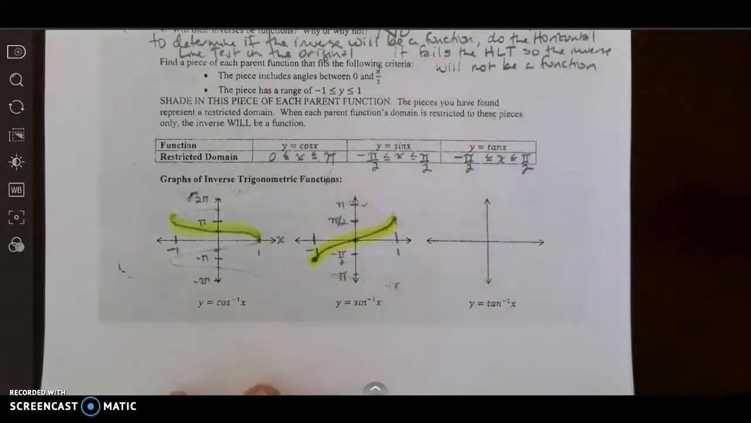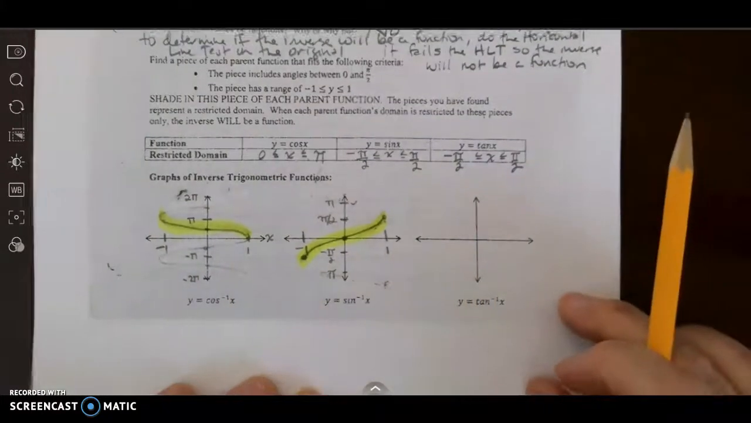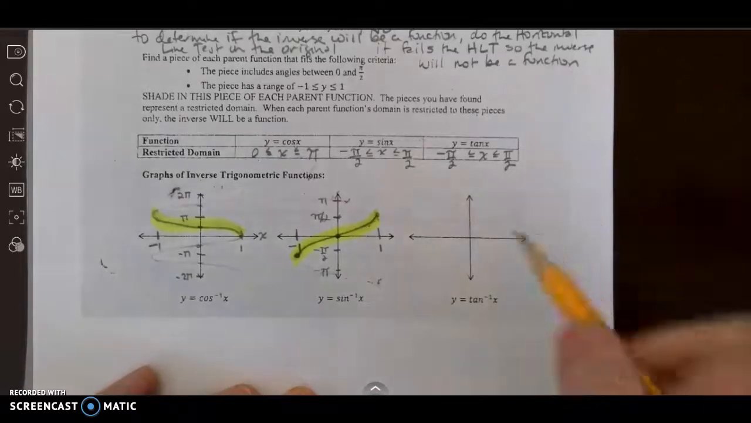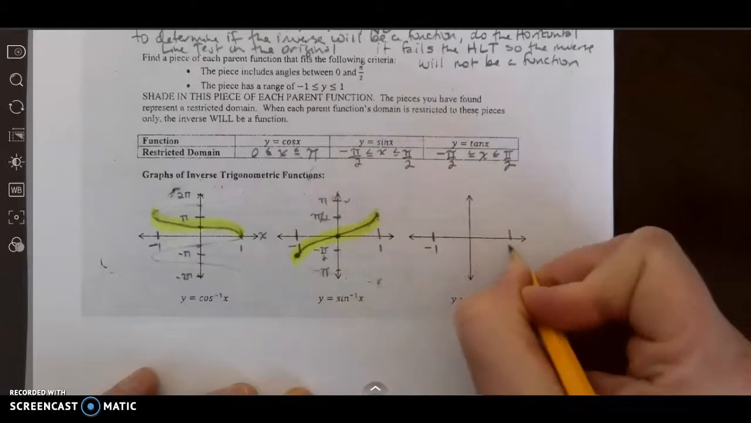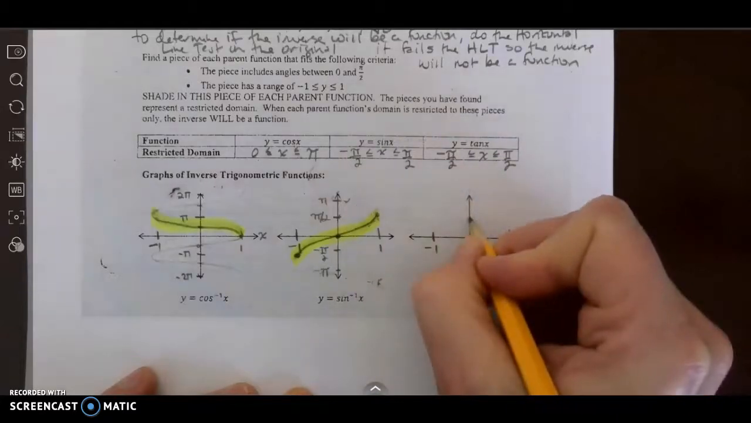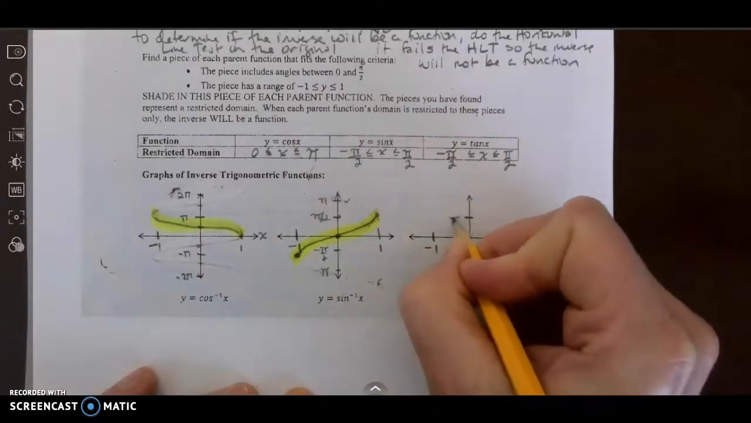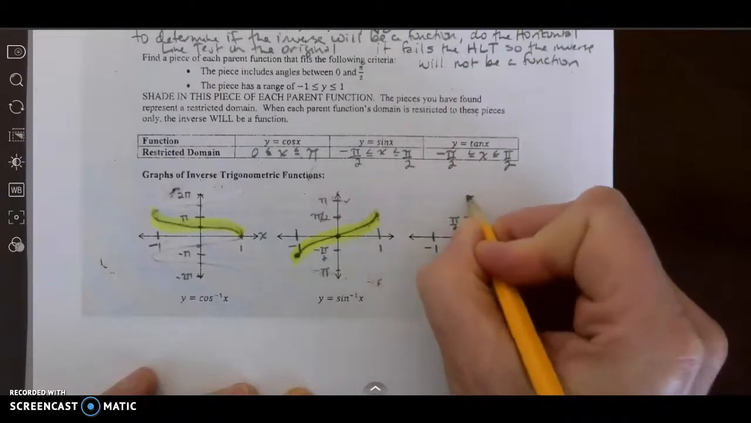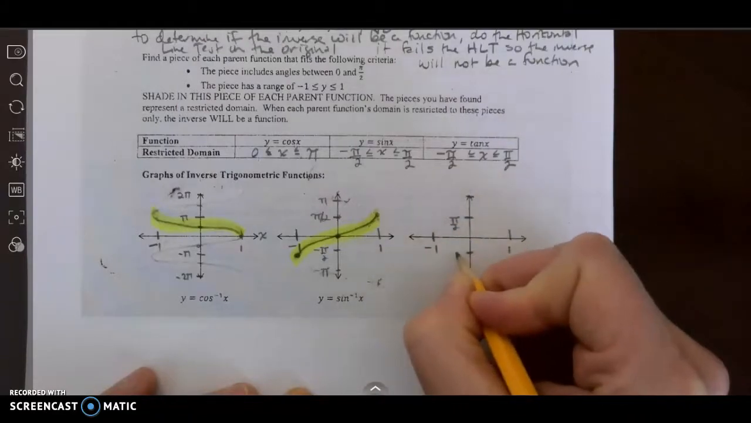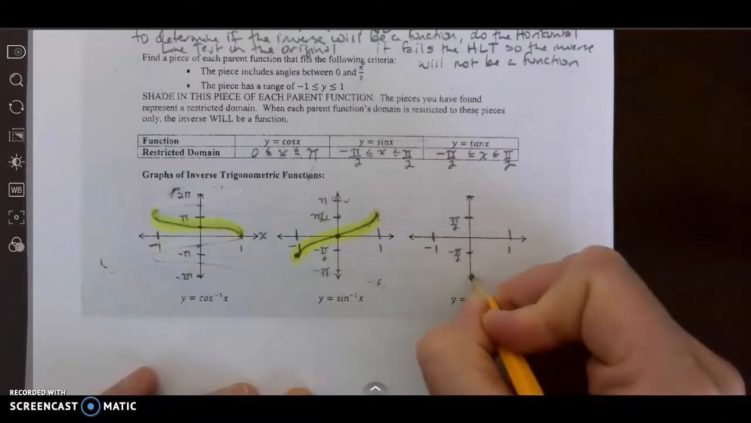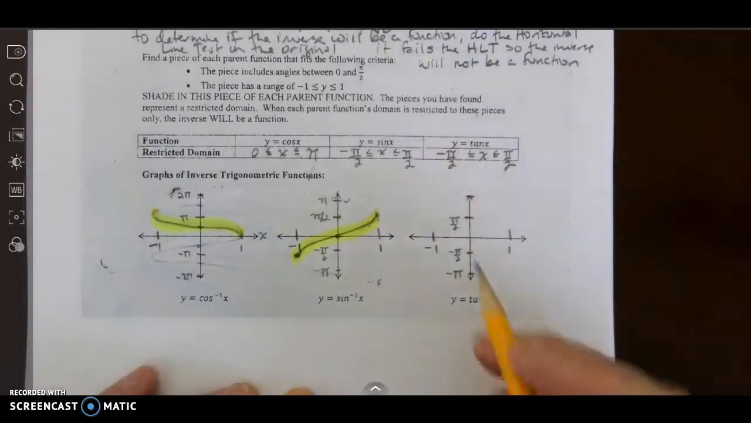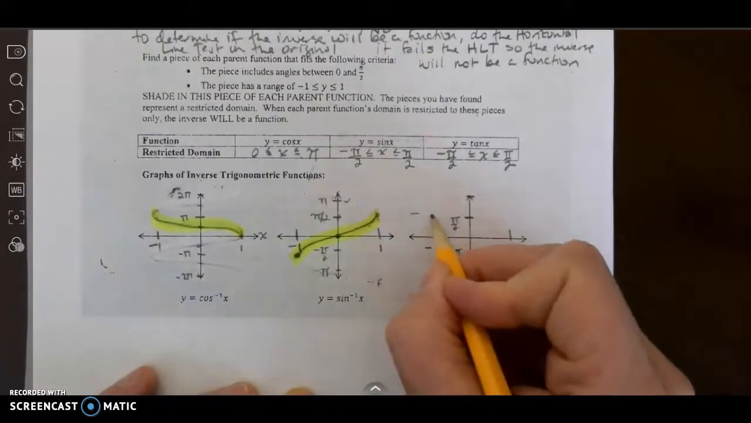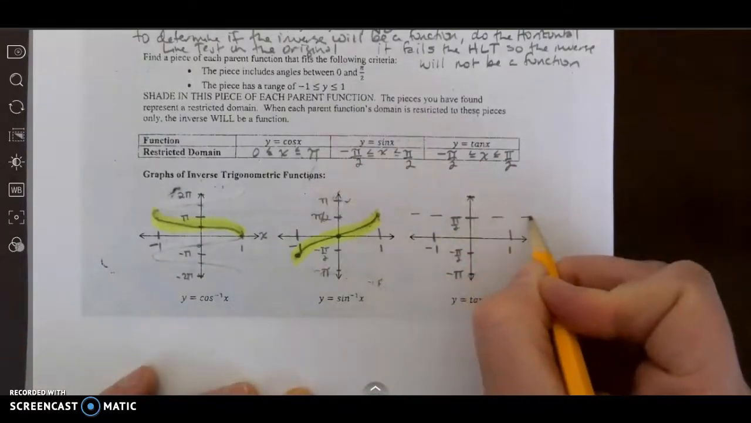Okay. And then for the tangent, same thing. I'm just going to go -1 and 1, and I'm going to have pi/2. This would be pi. This would be -pi/2. This would be -pi. Now remember, my pi/2s, I have those asymptotes.